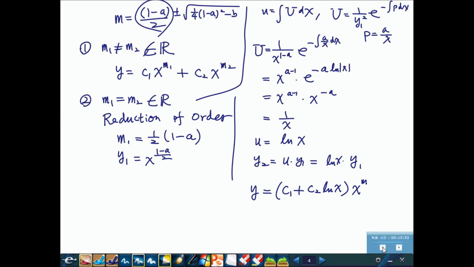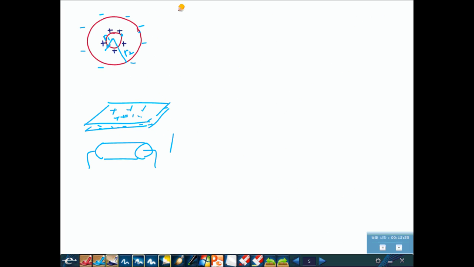Okay, so example 4. This is the problem of using the Euler-Cauchy equation for electric potential analysis in a capacitor, a spherical capacitor. This complicated phenomenon in nature can be modeled using a mathematical equation. That's the purpose of this example.